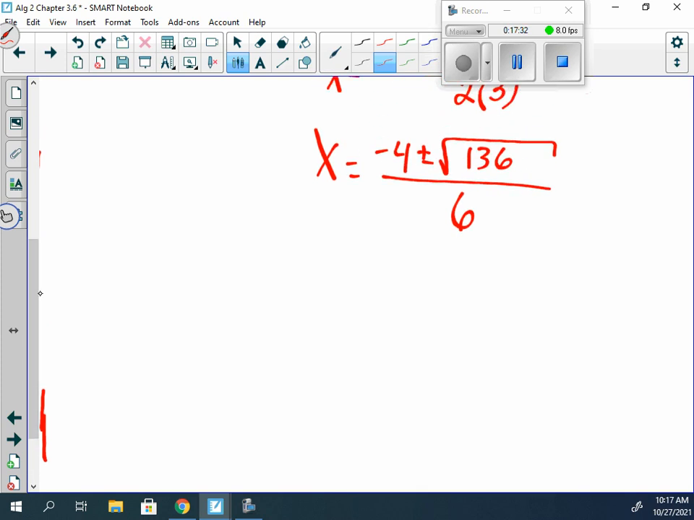Now we do need to check to see if 136 will reduce at all, and it should, because I would check it with the TI-30XS to see if it does reduce in simplest radical form. And what the square root of 136 will reduce to is 2 square root of 34.